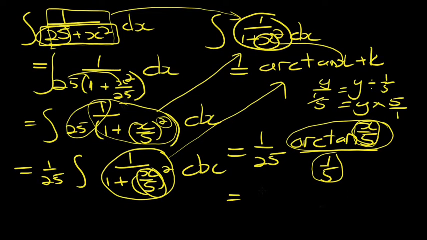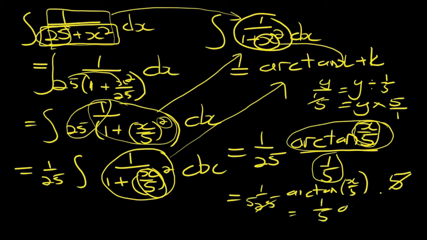So you actually have 1 over 25 arc tan of x over 5, and then you multiply this whole thing by 5. This means the same, and then you can simplify that. So 5 goes into 5 once, and 5 goes into 25 five times. So you have 1 over 5 arc tan of x over 5.